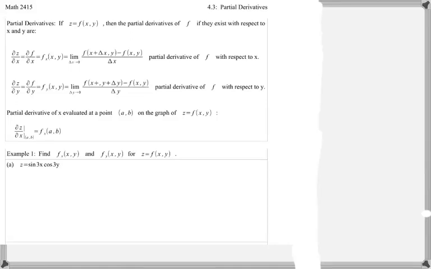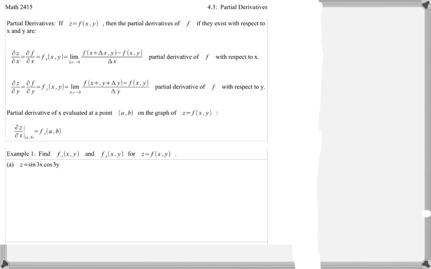All right, in this video we're going to be looking at section 4.3, and that's going to be partial derivatives. If z is equal to f of x comma y, then the partial derivatives of f, if they exist, with respect to x and y are as follows. dz dx is equal to df dx, and then we use a delta instead of a d, but we still write it. We might say partial of z with respect to x, or partial of f with respect to x.